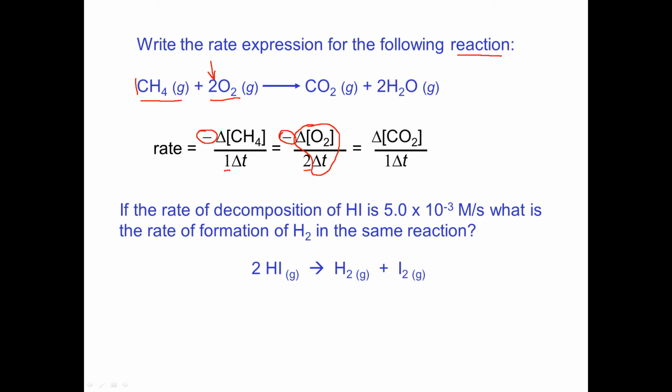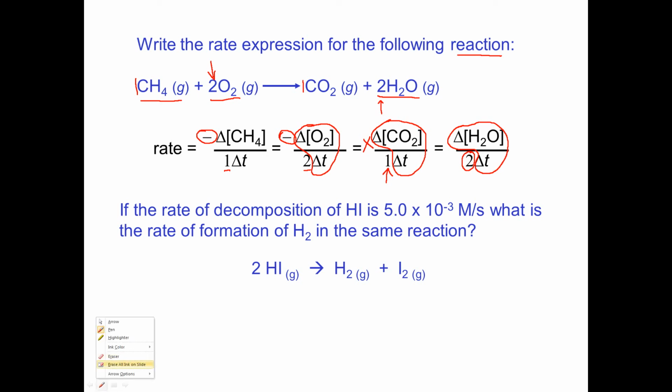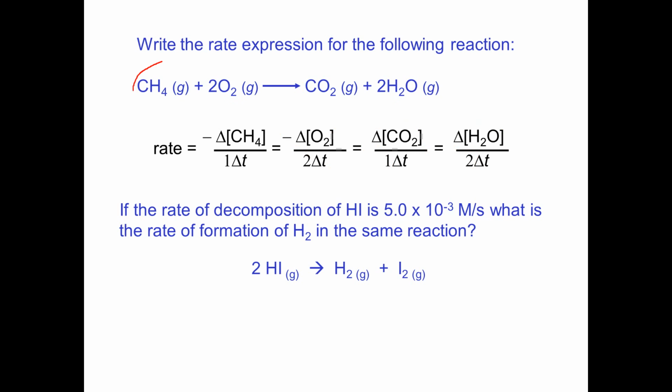So CO2. Change in CO2 over change in time. We include the 1 because the 1 is the coefficient of the CO2. And no negative sign because this is a product. All right, and we finally got H2O. H2O has a coefficient of 2, so 2 shows up in the denominator. And we have our change in water over change in time. So, what we've got here is a rate expression for this given reaction.